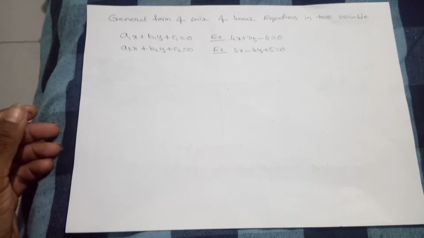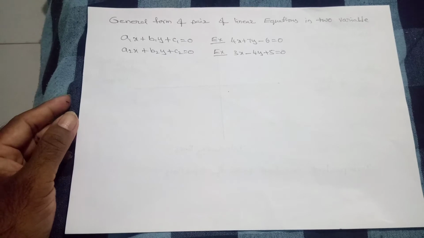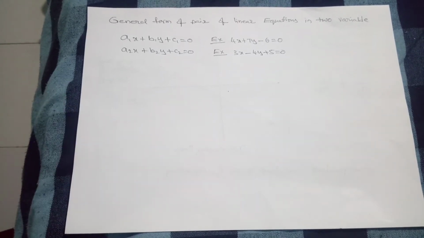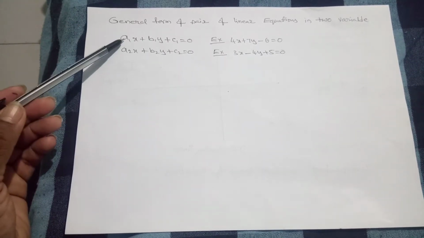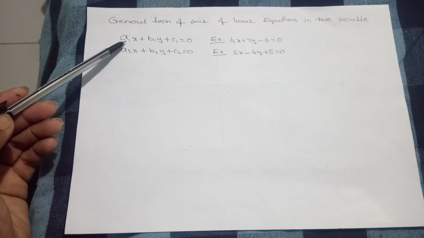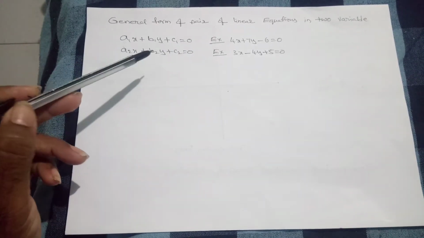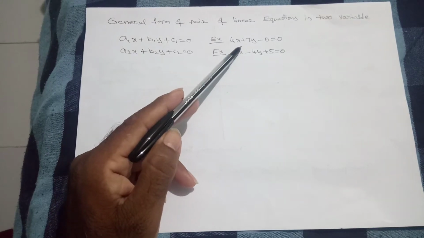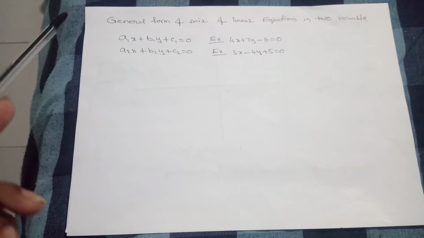Hello students, let's see the general form of a pair of linear equations in two variables. Here we have two equations. We can take the first equation in this form: a1x plus b1y plus c1 is equal to 0. An example is 4x plus 7y minus 6 is equal to 0.